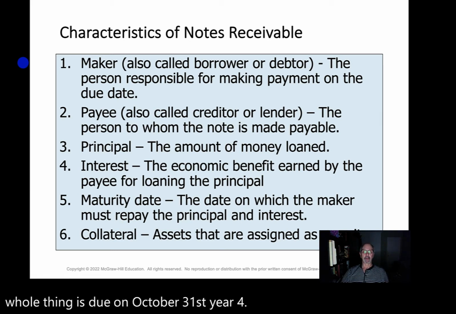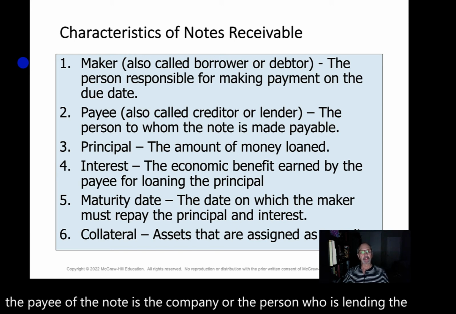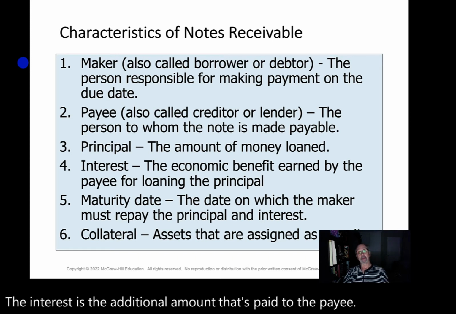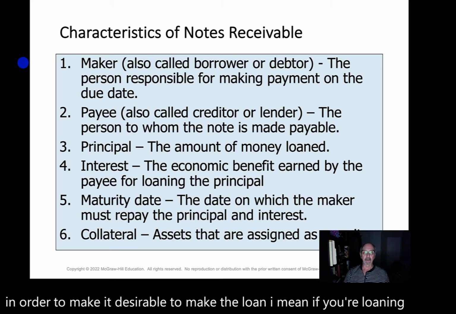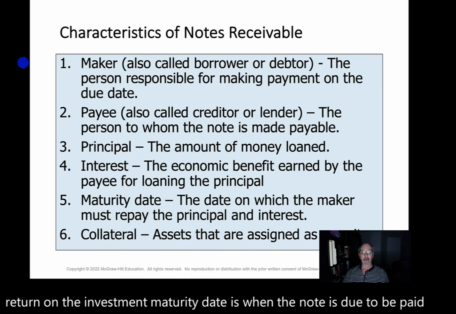The maker of the note is the borrower. The payee of the note is the company or the person who is lending the money, the creditor. The principal is the amount that's being borrowed. The interest is the additional amount that's paid to the payee in order to make it desirable to make the loan. I mean, if you're loaning your money out, you want to get some kind of a return. The interest is your return on the investment. Maturity date is when the note is due to be paid. And as I said, collateral is assets that are put up as security for the note.